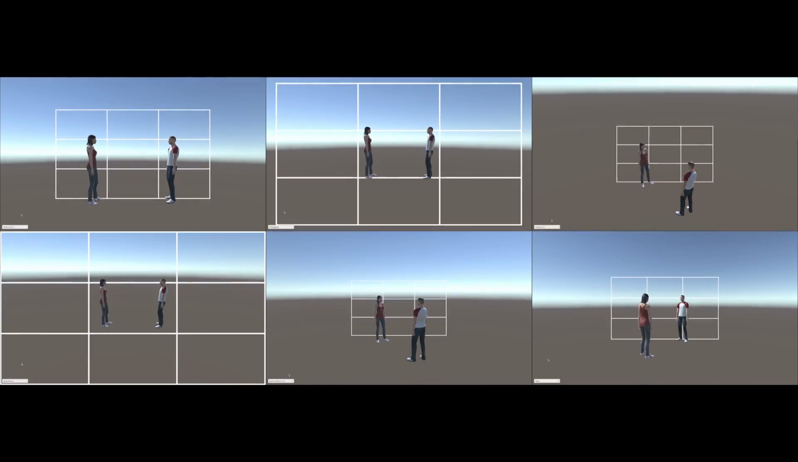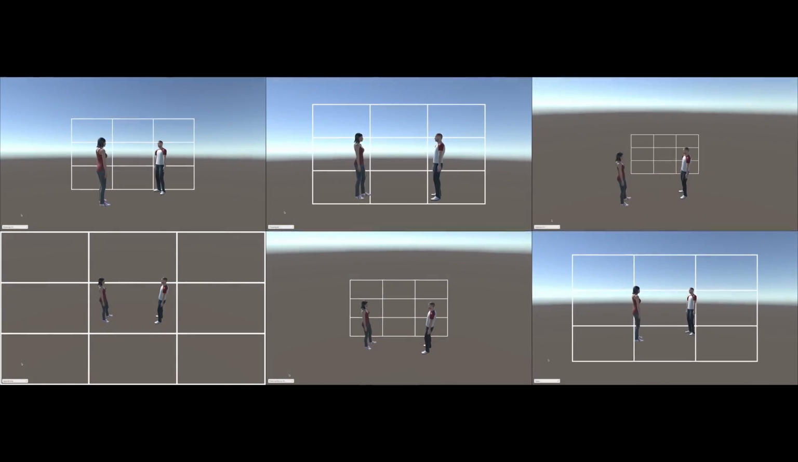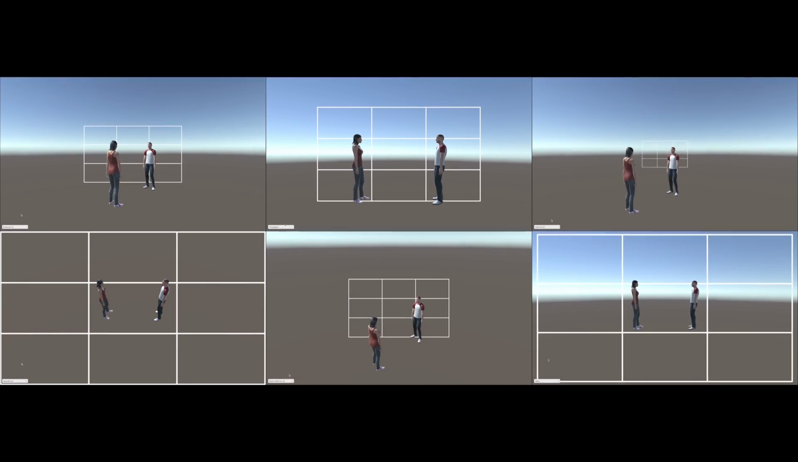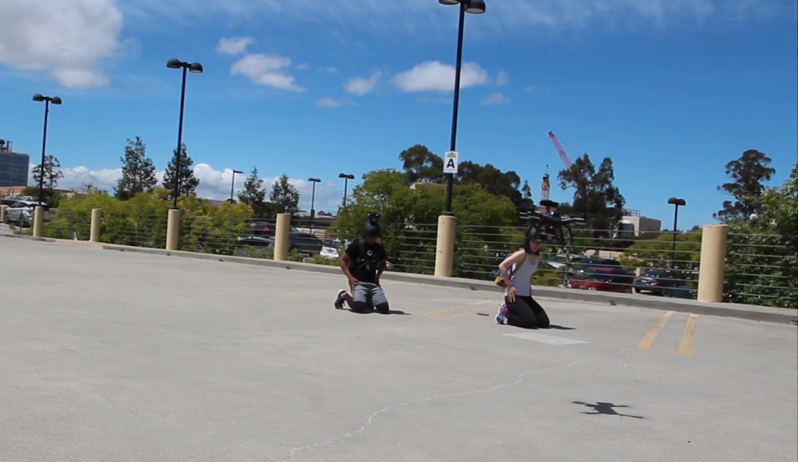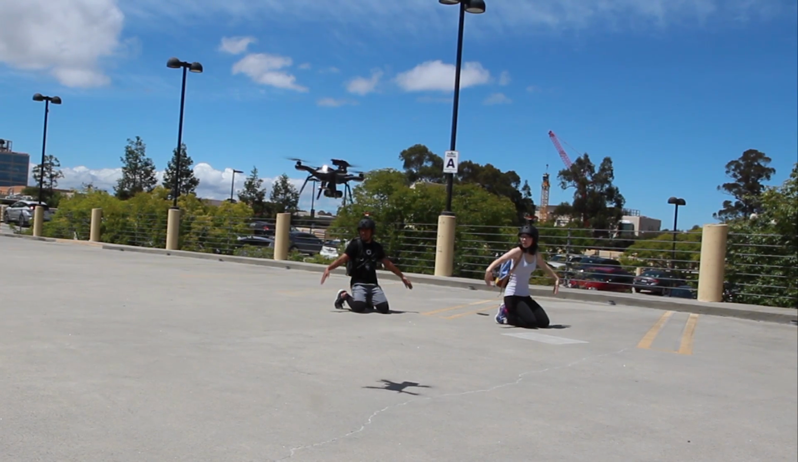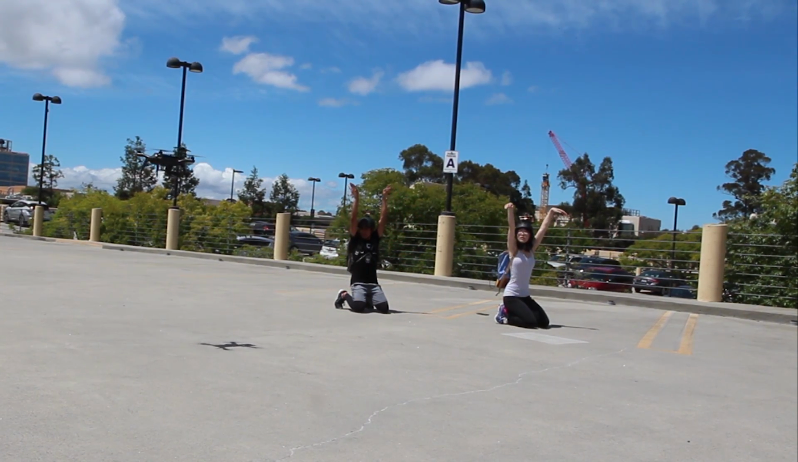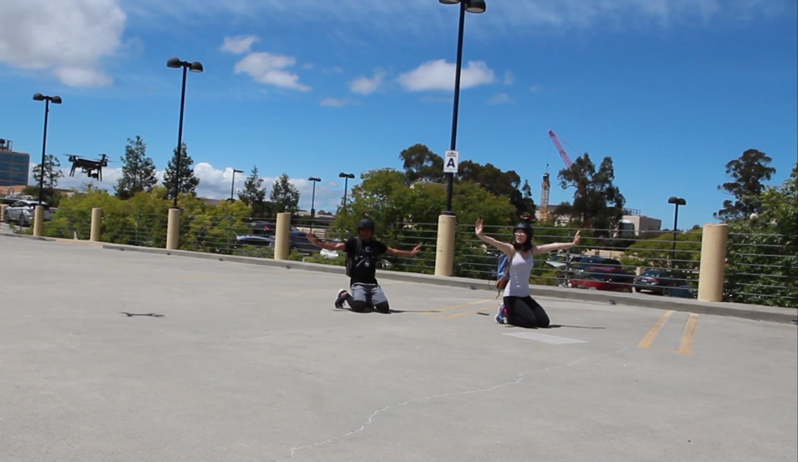Here are more virtual transitions. Notice how across these various transitions, the visual compositions remain reasonable. In this third-person view of our system in action during a transition, you can see how the quadrotor respects the subject's safety spheres by moving in an arc around them.